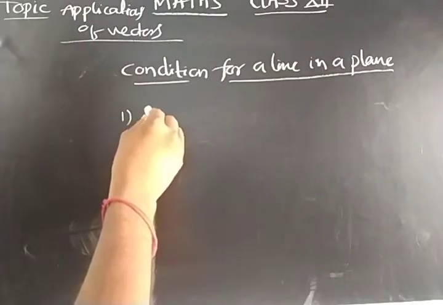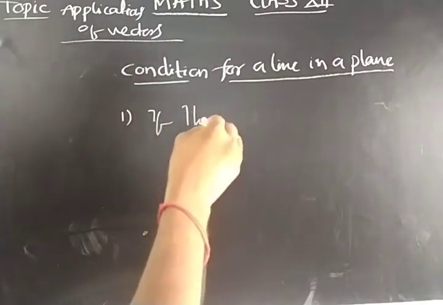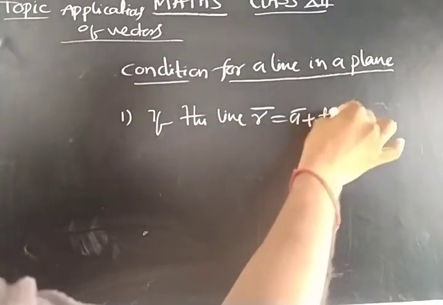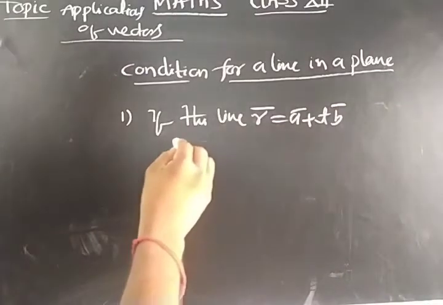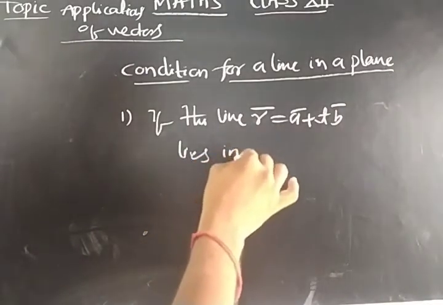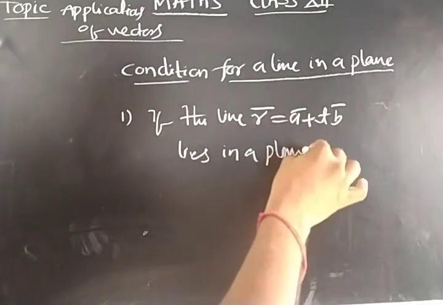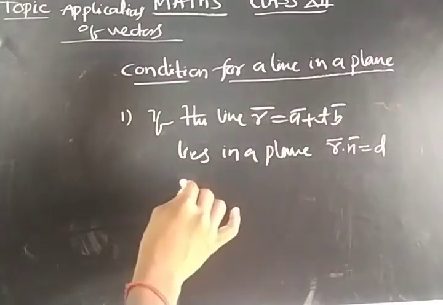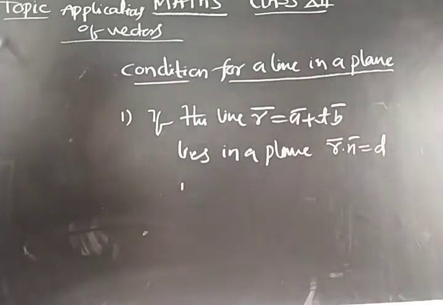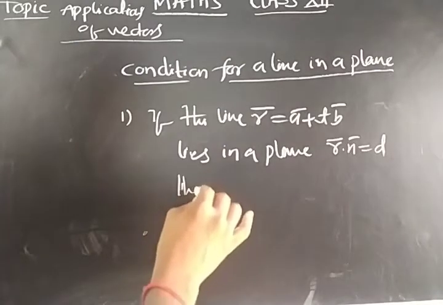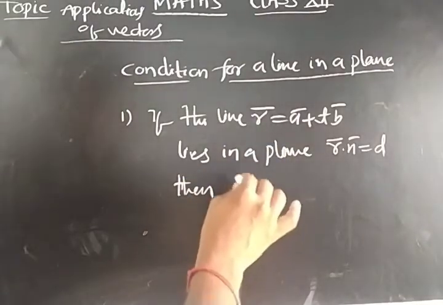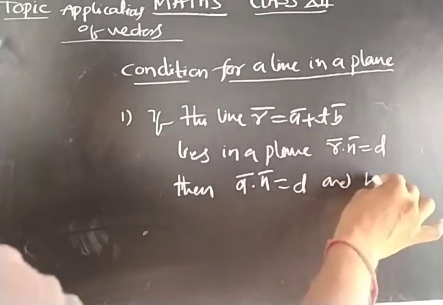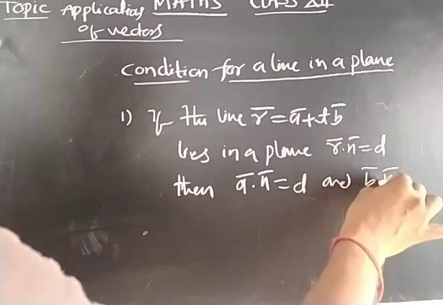So in vector form, suppose I am taking the line r bar equal to a bar plus t b bar, which lies in a plane r bar dot n bar is equal to d. Then what is the condition here? Then a bar dot n bar value should be equal to d, and b bar dot n bar should be 0.